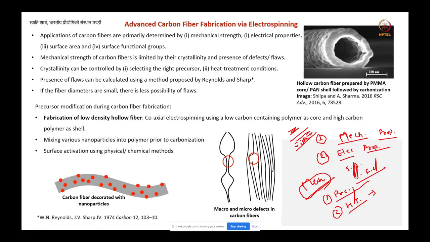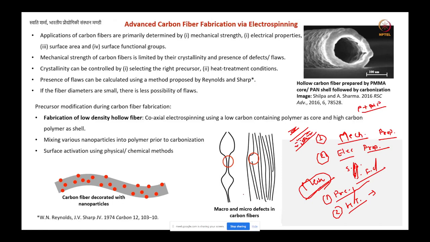Now the precursor modification during carbon fiber fabrication: the fabrication of low-density hollow fiber. How will it be done? By coaxial electrospinning using a low-carbon-containing polymer as the core and a high-carbon polymer as the shell, mixing various nanoparticles into the polymers prior to carbonization. So here you have to mix the nanoparticles into the polymer for the carbonization. Now, the surface activation using physical and chemical methods.